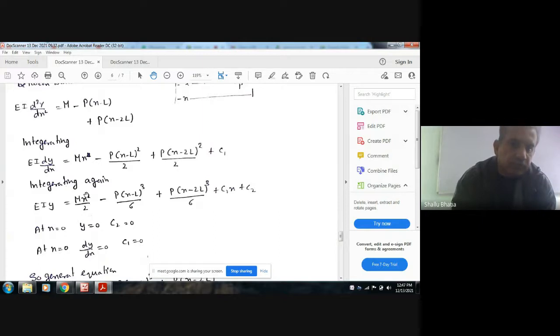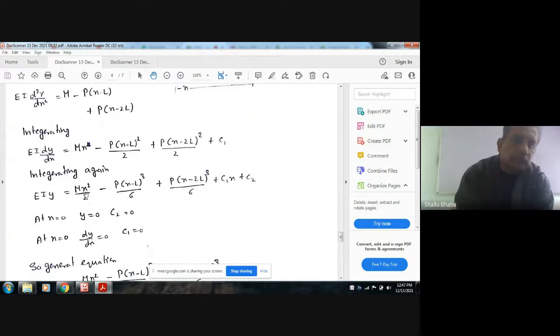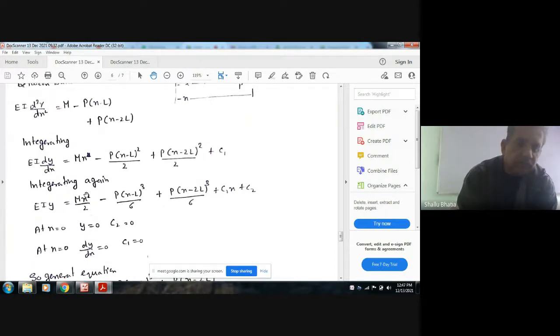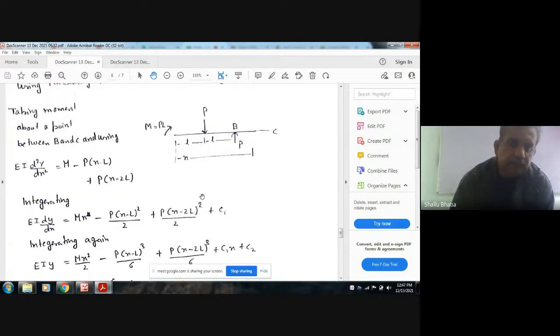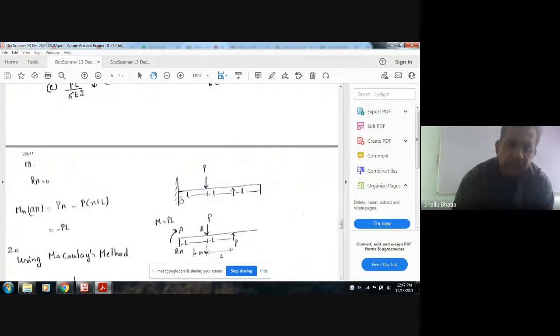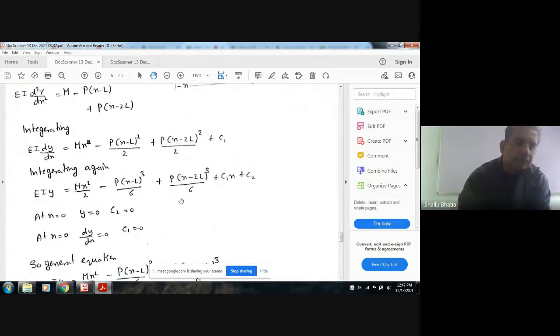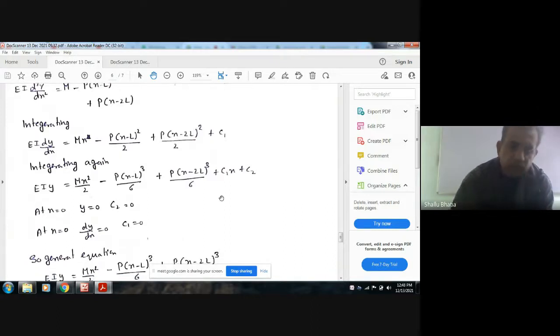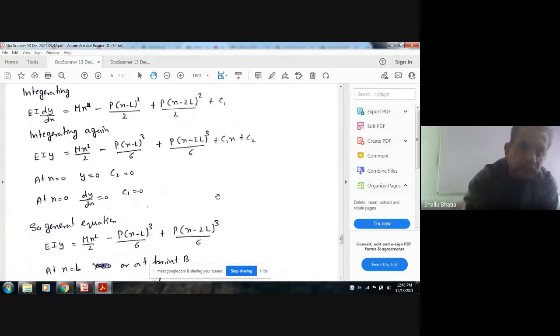Now by integrating two times we have the EI y equation. At the fixed end, deflection is 0 and slope is 0. When we put x equal to 0, y equal to 0, we get C2 equal to 0. When we put x equal to 0, dy/dx equal to 0, we get C1 equal to 0. So the general solution is this quantity.